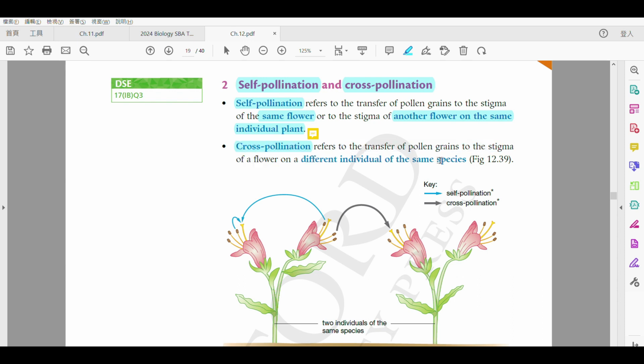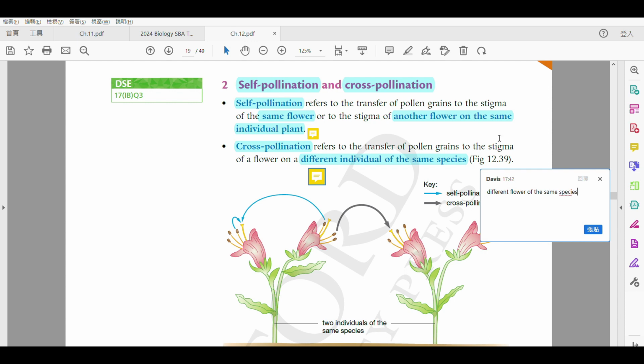Cross-pollination 咩意思啊? That means they are traveling to the same 定係 different 嘅 flower? 係 different 啦, different flower 啦, of the same species. Okay, different flower of the same species. So species 之前我哋講過啦, so species is like apple, orange, and different types of orange they are already different species, right? Species 中文就物種啦.